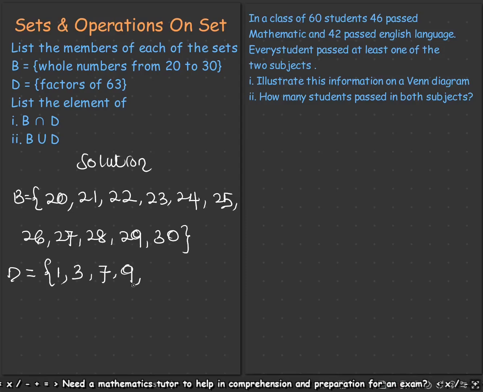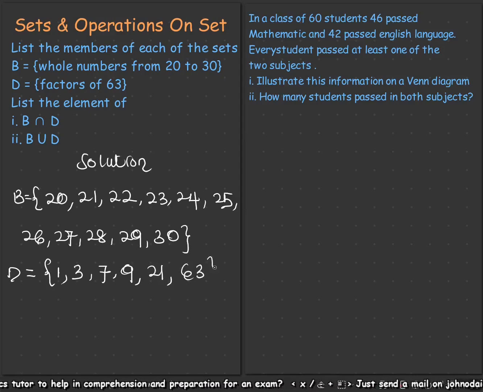Then we have a 9. That is 7 times 9. We have 21, and then 63 as well. So 63 times 1, 21 times 3, and then 7 times 9. All these are the factors of what? 63. Now, the first part of the question says it wants B intersection D.